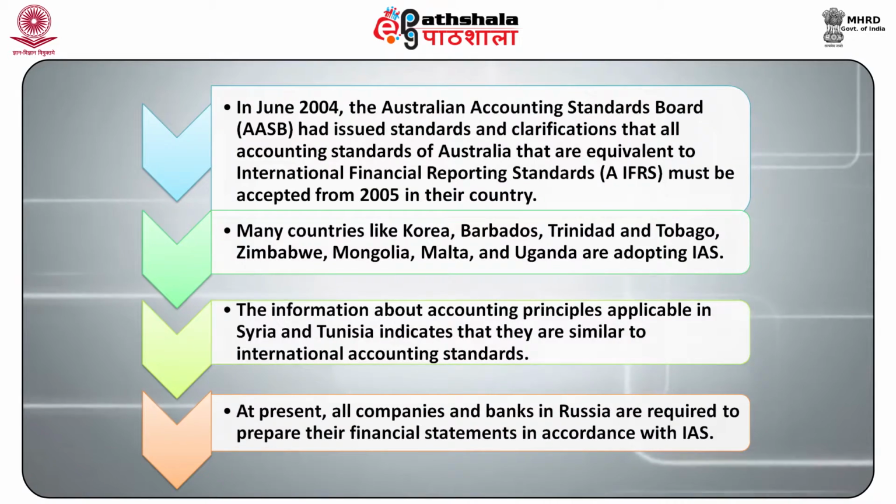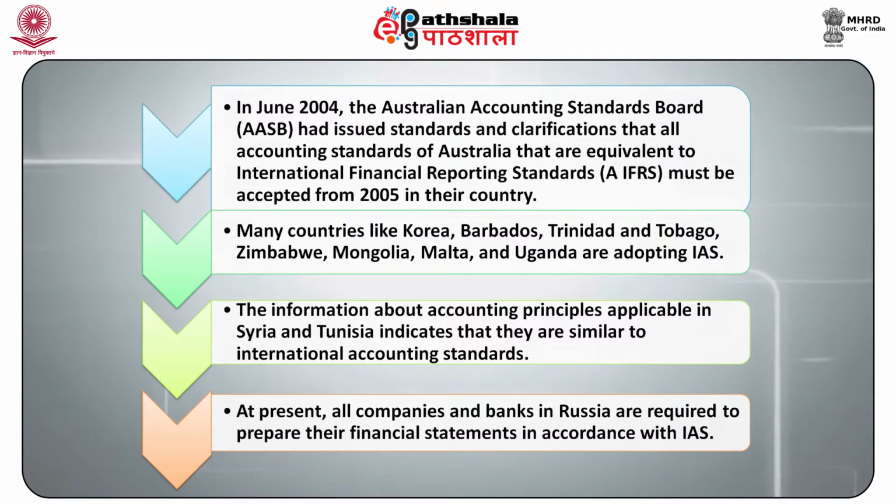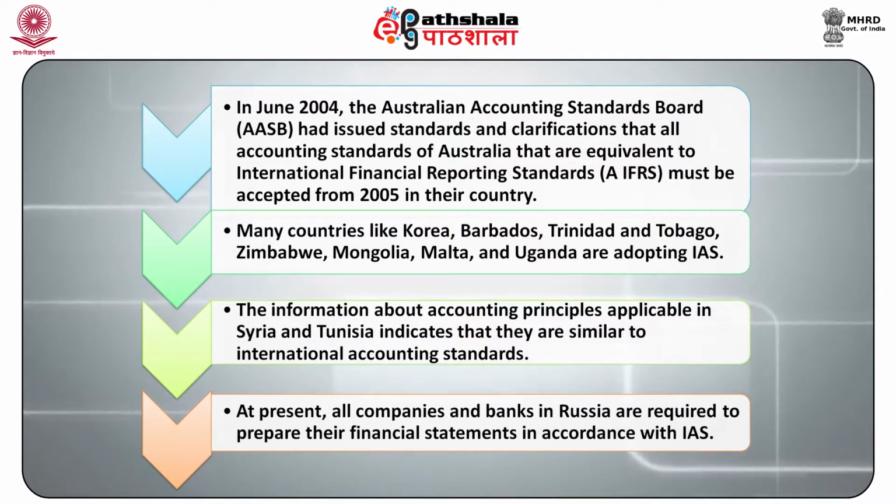Now, we will discuss the harmonization efforts in other countries. The present world situation on the subject of harmonization began on 12th March 2002, when the EU Commission directed all European companies trading in the European securities market to adopt IAS in 2005, and all non-European countries following US GAAP or any other standards up to 2007. In June 2004, the Australian Accounting Standards Board issued standards and clarifications that all accounting standards of Australia that are equivalent to international financial reporting standards must be accepted from 2005 in their country.